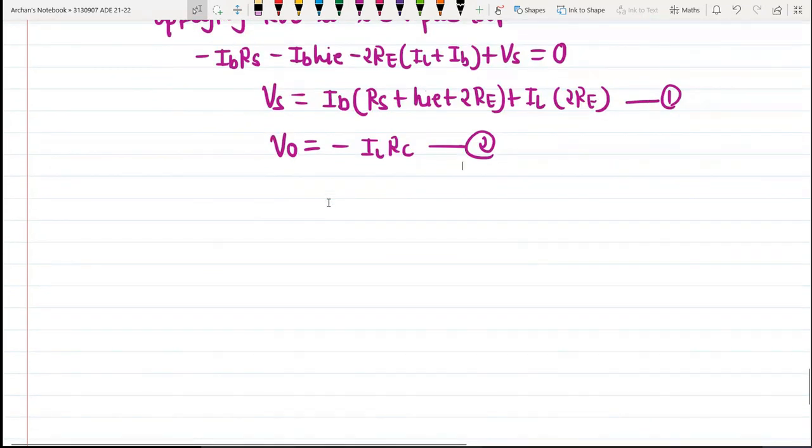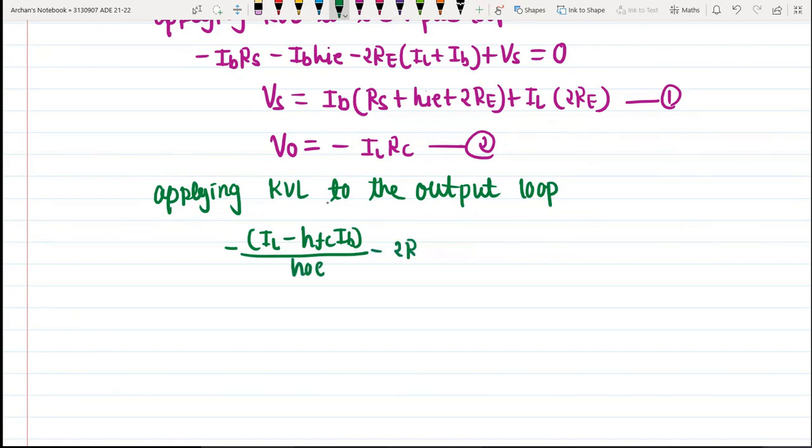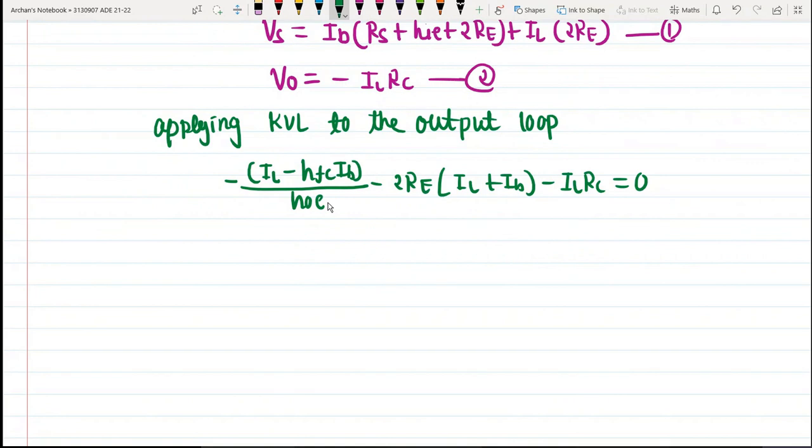Okay, so if we apply KVL to the output loop, we will get minus IL minus HFE IB divided by HOE minus 2 times RE (IL plus IB) minus IL RC equal to 0. Okay, so just simplify this thing.